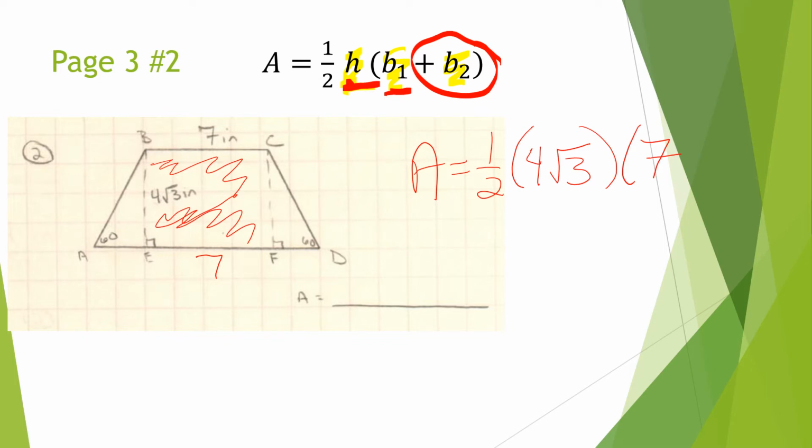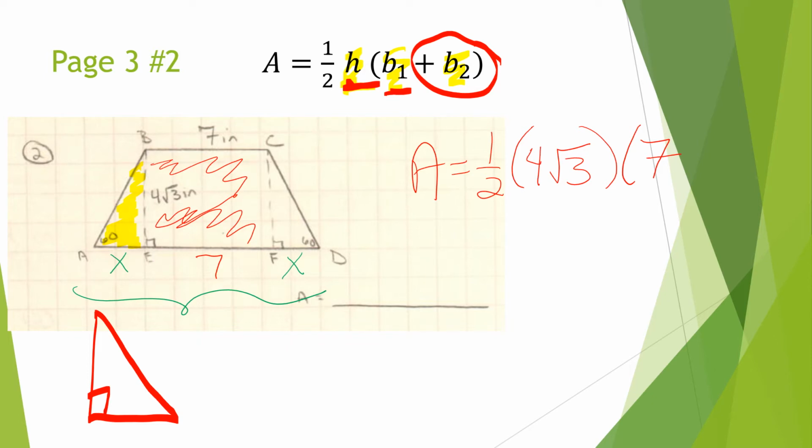But we still need to figure out these little parts because those parts are necessary to figure out this entire bottom base. So what we need to do is use the triangle. The triangle over here is a 30, 60, 90. So again, here come our specials. For the 30, 60, 90, this is 30, 60, it's x, 2x, and x root 3.